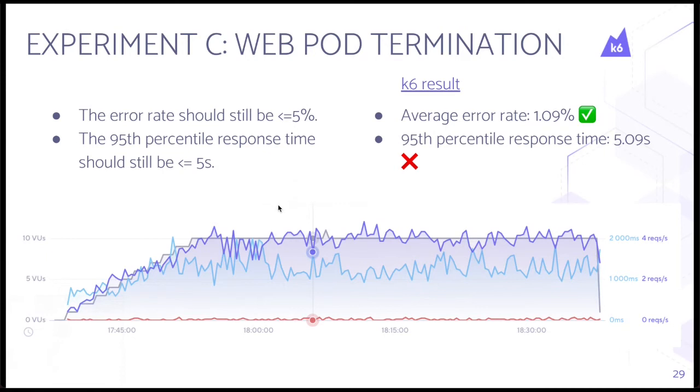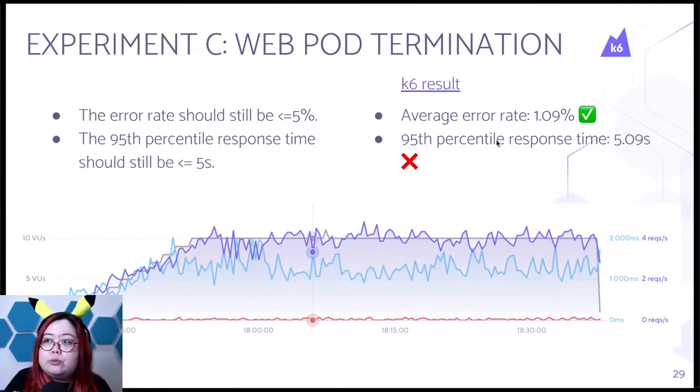Anyway, the average error rate was 1.09%. So again, these points indicate when the termination of the web pod happened. And the average error rate was pretty good, 1.09%, but the response time was 5.09 seconds, only very slightly higher than what I expected. And this is the 95th percentile, I should be clear.